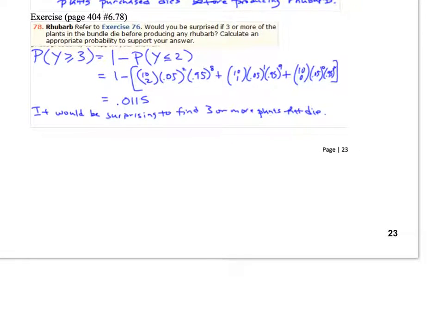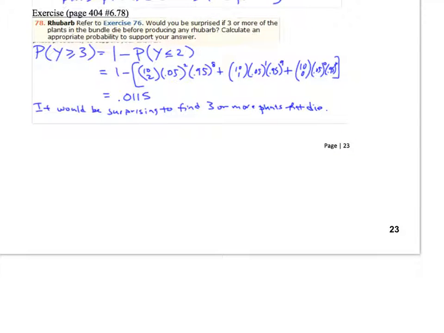Second example, would we be surprised if 3 or more of the plants die before producing rhubarb? Calculate an appropriate probability. So when it says calculate an appropriate probability, we want to figure out the probability that y is greater than or equal to 3 in order to decide if we'd be surprised. Since we're buying 10 plants, we wouldn't want to do this directly as 3, 4, 5, 6, 7, 8, 9, or 10. So let's figure it out based on complements. The complement of 3 or more is 2 or fewer. So we rewrite it: 1 minus the probability that y is less than or equal to 2.